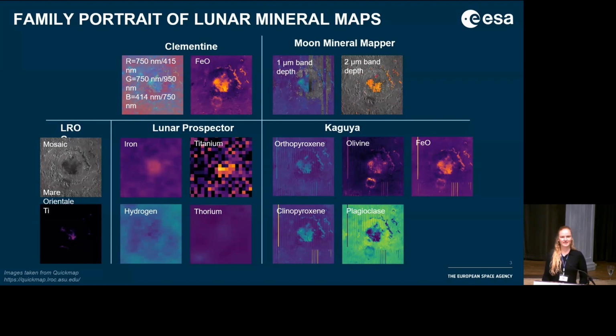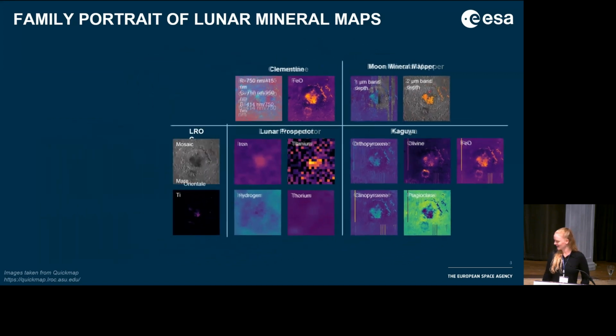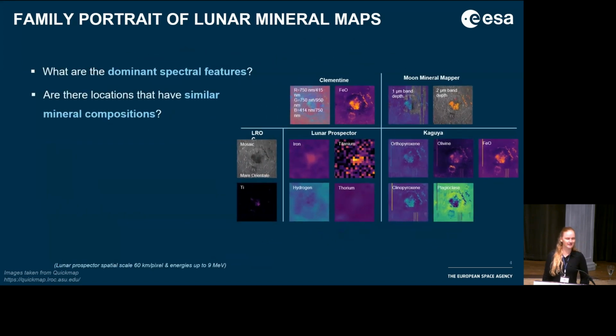So all of these mineral maps are taken from QuickMap. So that's what the selection was based on. So looking at all of these different maps from these wonderful instruments, some questions might arise. For example, what are the dominant spectral features? What can we conclude from all of these maps? And are there locations that have similar mineral compositions?